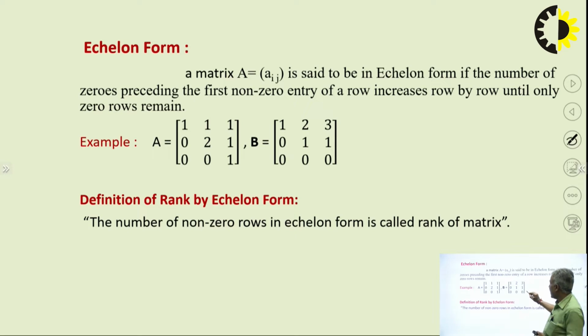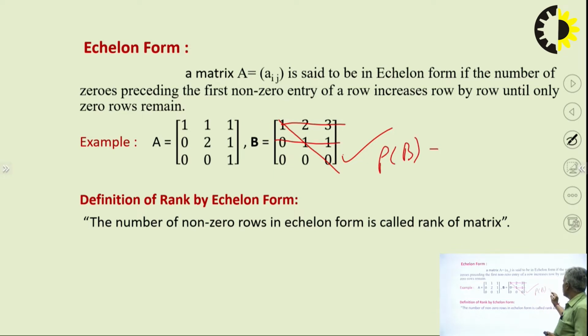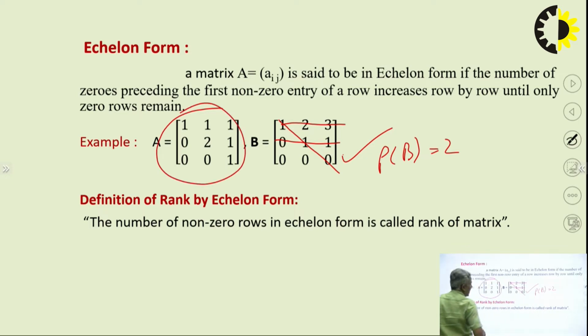There is another echelon form, with all elements below the principal diagonal zero. The rank of this matrix depends on the number of zero rows here. There are two zero rows, 1 and 2. So the rank of B here is 2. In this case, how many non-zero rows are there? There are 3 non-zero rows in A.